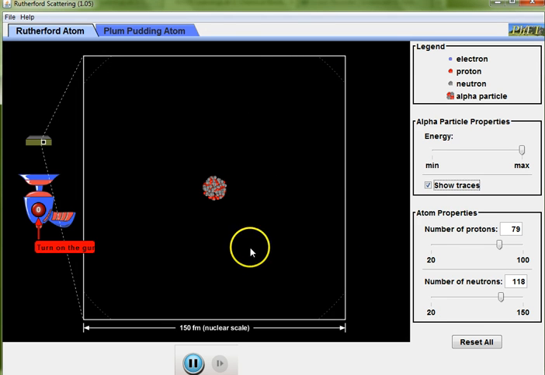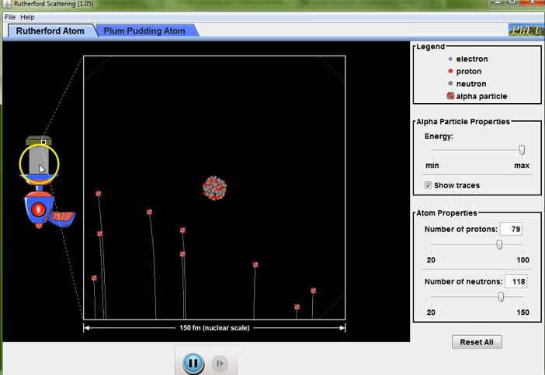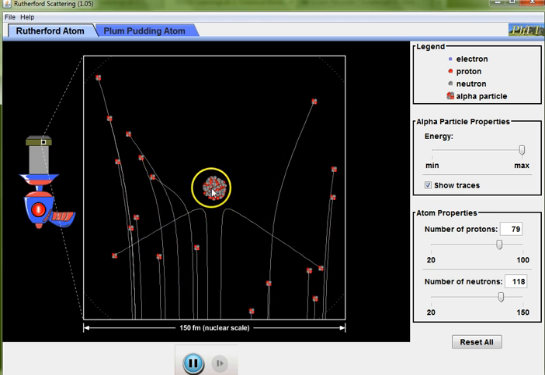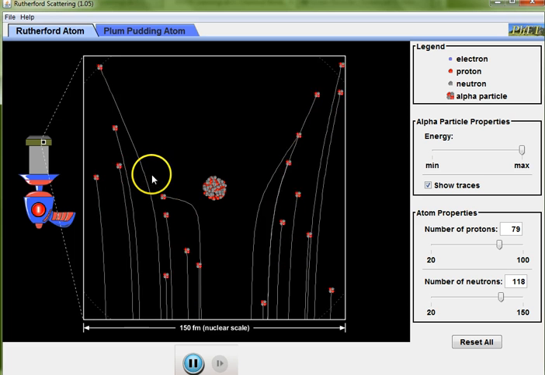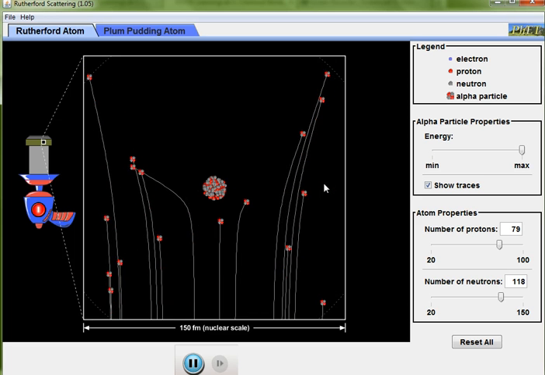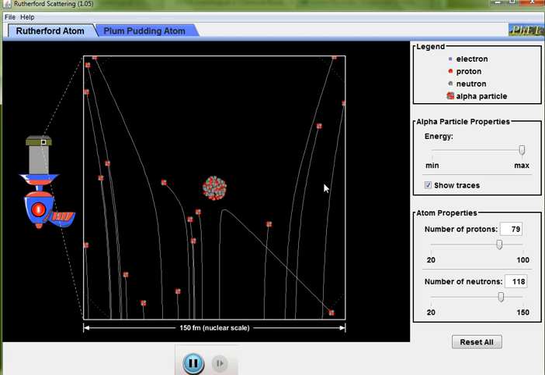All right, let's start our experiment. Make sure that the energy of the alpha particle is max. We have clicked show traces. This is for the gold atom, with its number of protons and neutrons. And let's start. You can see the alpha particles are coming in, and you can see what happens to them as they come close to the nucleus. They deviate, correct? This is the actual Rutherford's experiment.